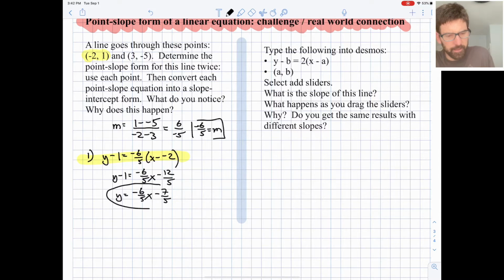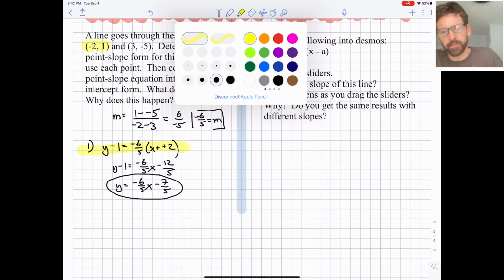I think I did that correctly. These double negatives cancel out, so that's why we have a -12/5. And then we add 1 to it, so we're adding 5/5 to it, so that looks okay. All right, let's do our second one.